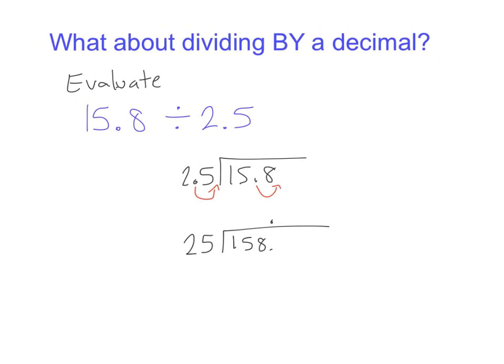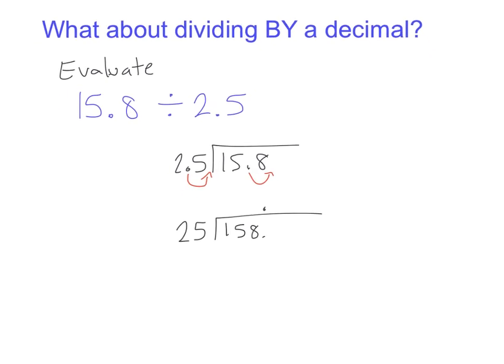So now we can go back and say, okay, now is this a whole number? Yes, now it's a whole number. So now we can try working the divisor into the dividend. So does 25 go into 1? No. Does 25 go into 15? No. Does 25 go into 158? Yes. Now how many times is the question?